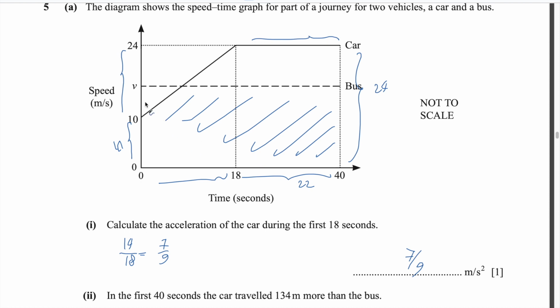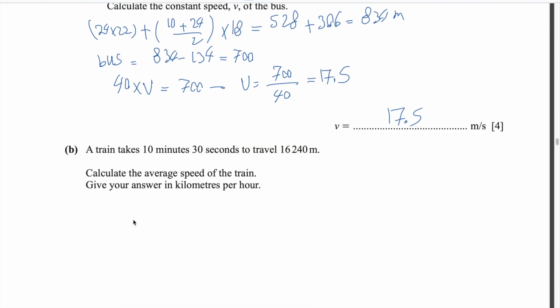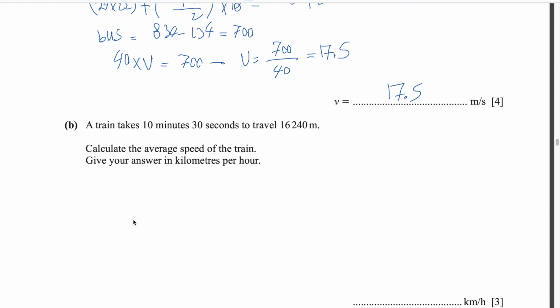So it is 17.5. Now, it says a train takes 10 minutes and 30 seconds to travel 16,240 meters. Calculate the average speed of the train, give your answer in kilometers per hour. So you have 16,240 meters, and the time, 10 minutes 30 seconds, will be 10.5 minutes.